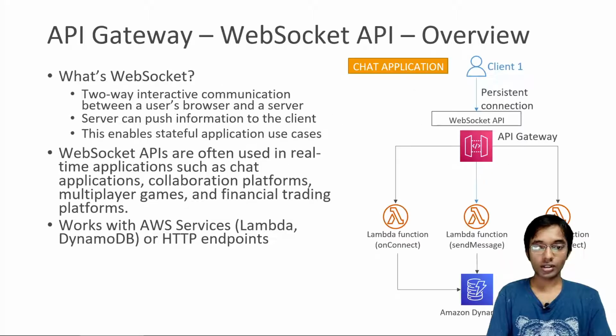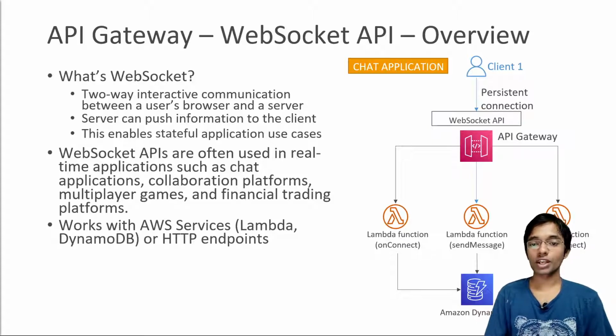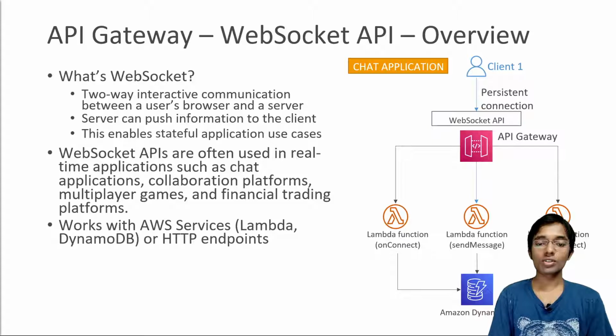The other thing around API gateway is WebSocket API. WebSocket is a two-way interactive communication between the user's browser and the server. The server has the possibility to push information to the client, which enables stateful application use cases. Now WebSocket APIs are very helpful, especially with real-time applications such as chat applications, collaboration platforms, multiplayer games, and financial trading platforms. It works with different AWS services such as Lambda or DynamoDB or even HTTP endpoints.